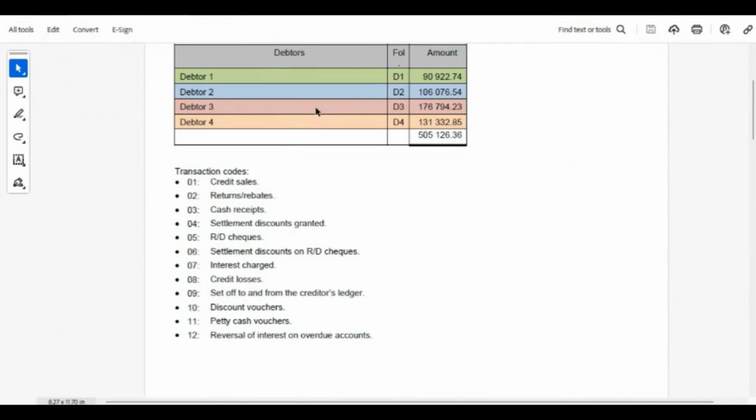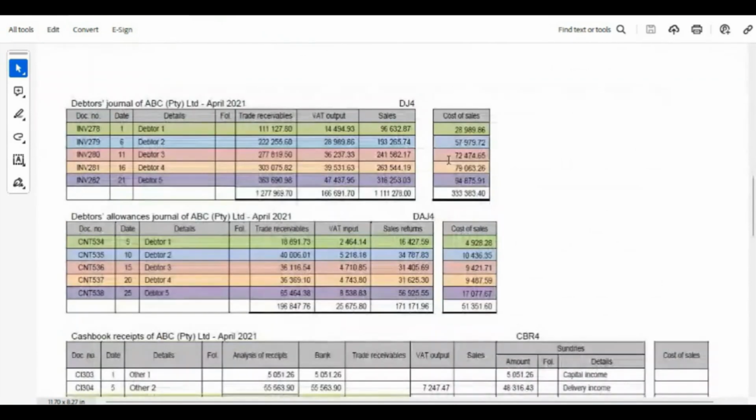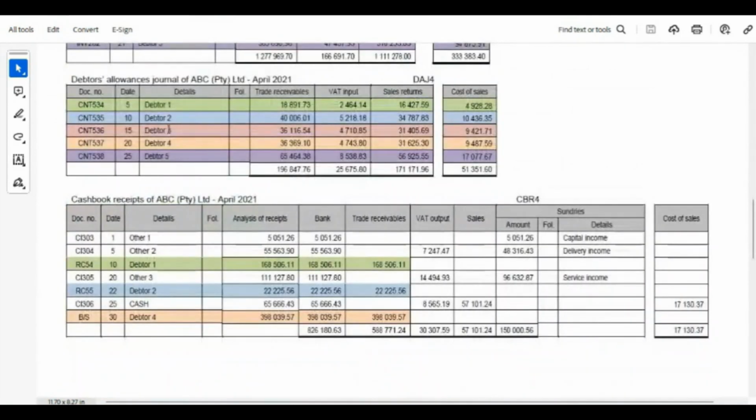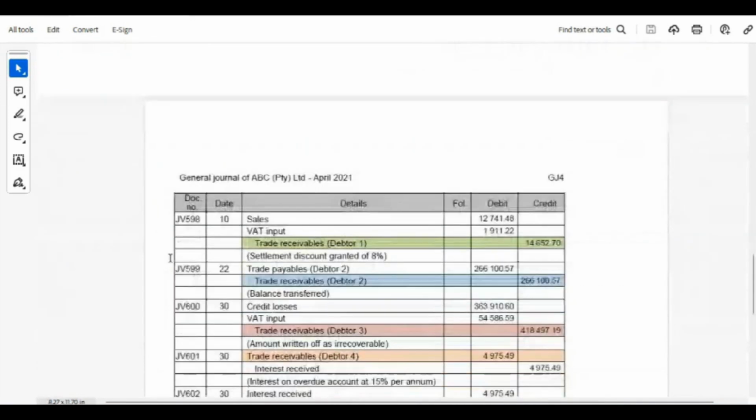what do I call that? Like, I don't know, a pink. Let's call it a pink. It shows pink for debtor 3. And once again, debtor 3, well, there was a sale to debtor 3. There was a return from debtor 3. Debtor 3, it seems, didn't make any payments to us during the month that I can see.